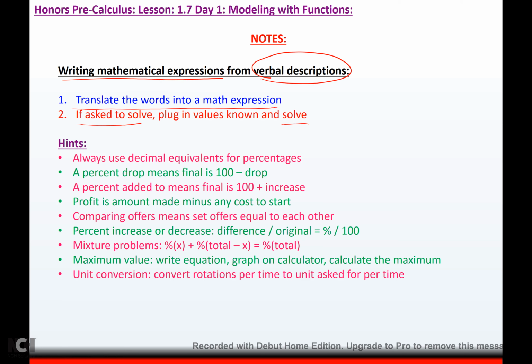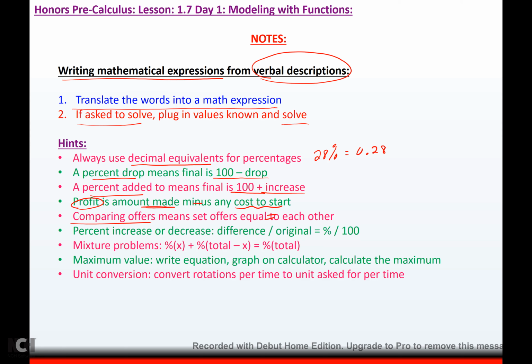A couple of hints: always use decimal equivalents for percentages. So if they give you 28%, that would be 0.28 in decimal form. A percent drop means you're taking it away from 100%. A percent added means you're adding it to 100%. Profit is the amount made minus any cost that it took you to start. Comparing offers means set the offers equal to each other and solve, like a system.